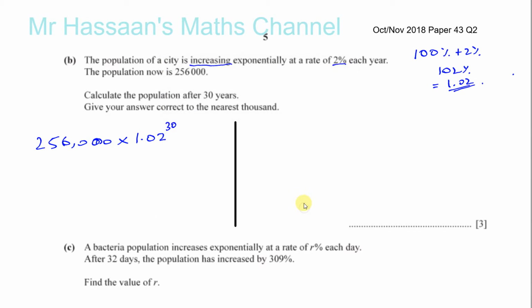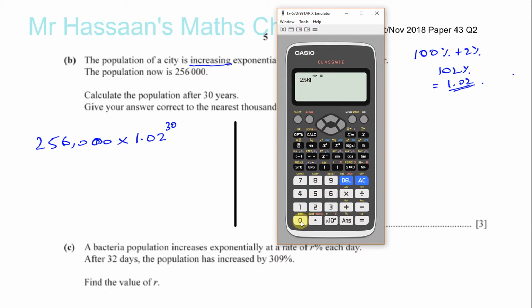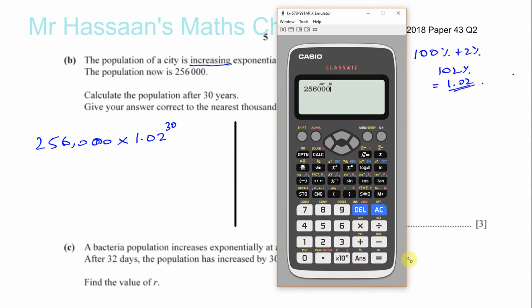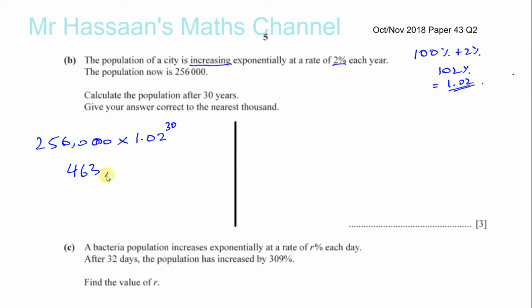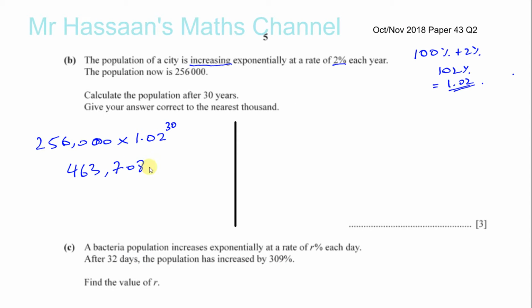Okay, so you have 256,000 times 1.02 to the power of 30. Okay, that gives you 463,708.56, whatever. Now, they want us to round this to the nearest 1,000.